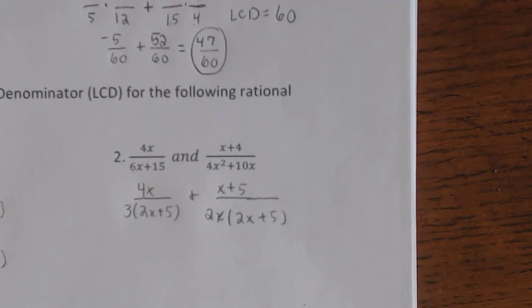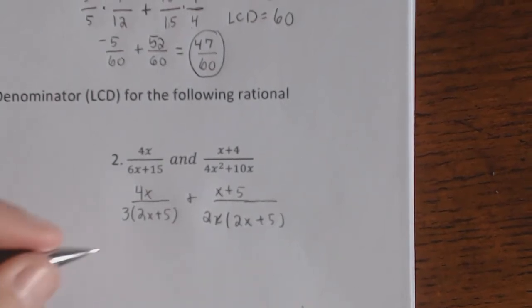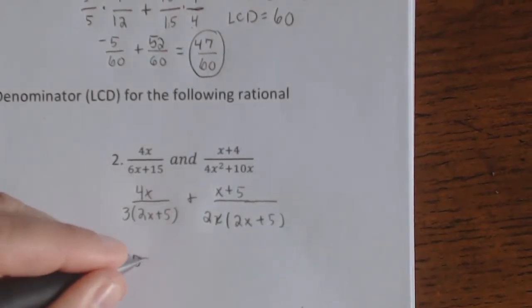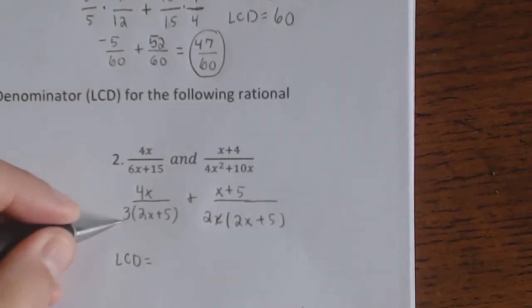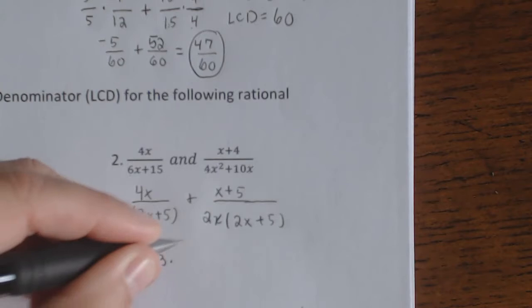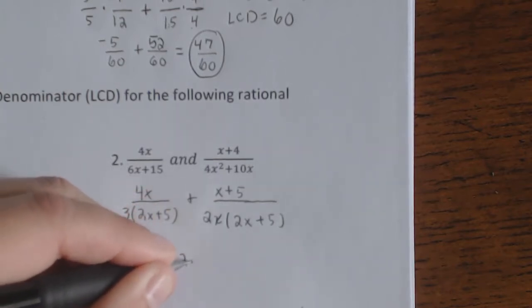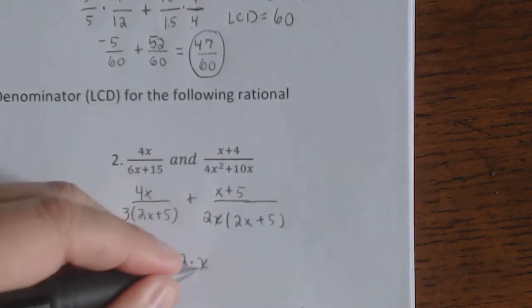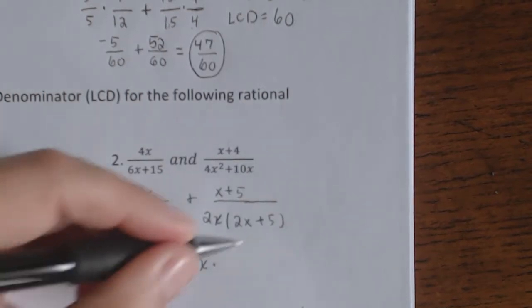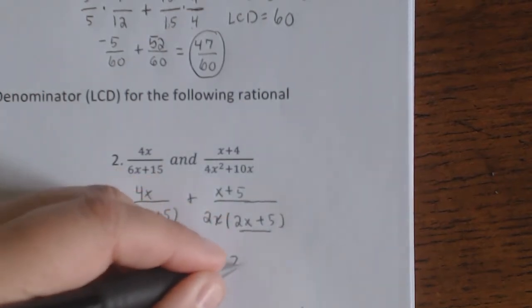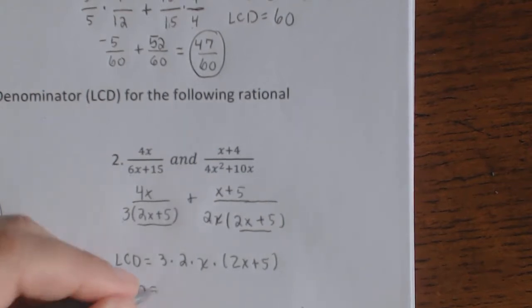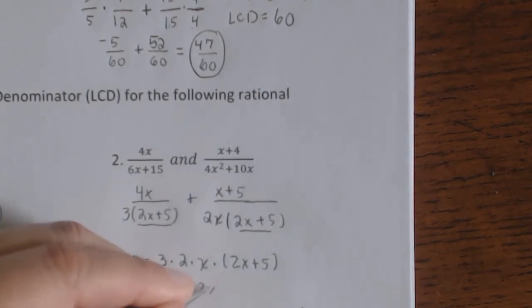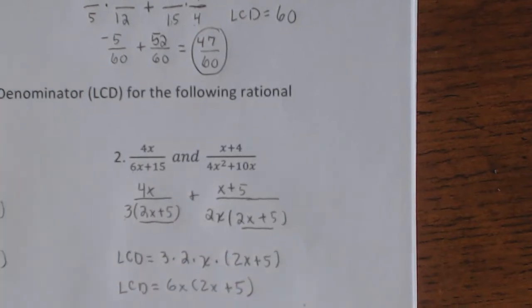So first step is to factor your denominator, and then your LCD is going to be a collection of all the factors. Well, this one has a 3, so you would need a 3. This one has a 2, so you need a 2. This one has an x, so you would need an x, and they both have a 2x plus 5, so you would need a 2x plus 5. So your LCD for this one is 6x times 2x plus 5.